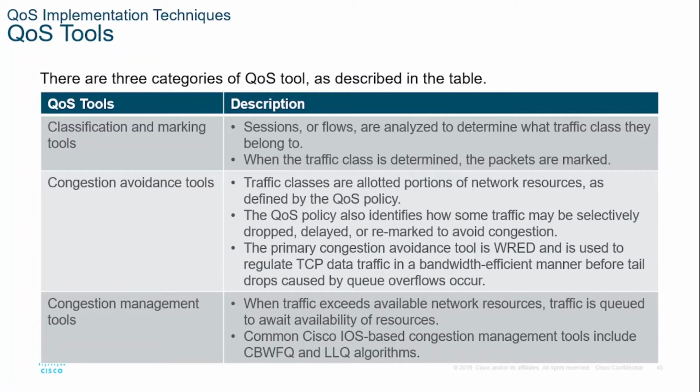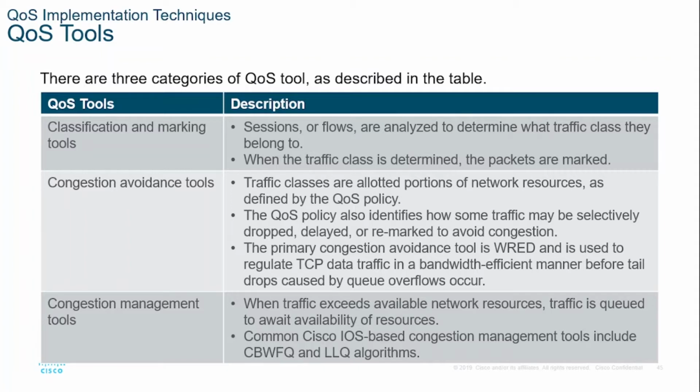QoS tools. There are three categories of QoS tools. As described in the table below, the first one is classification and marking tools, then congestion avoidance tools, and congestion management tools. Tools for implementing QoS. The first one is the classification and marking tools. Here, sessions or flows are analyzed to determine what traffic class they belong to. And when the traffic class is determined, the packets are marked.